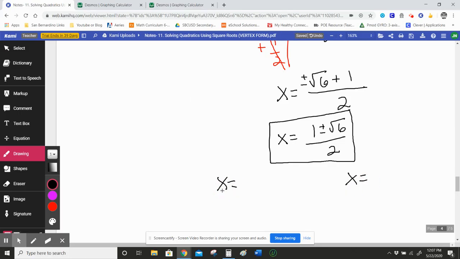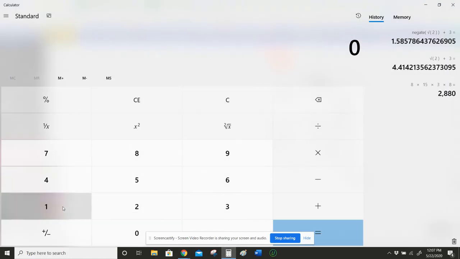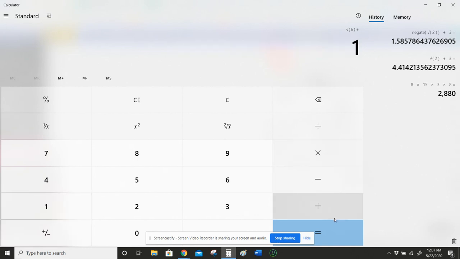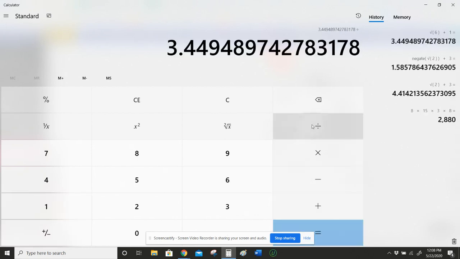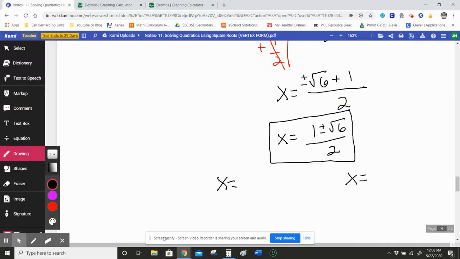So let's do that with the graphing calculator. Let's do the first one. Let's do the square root of 6. So 6, take the square root of that. Okay, that's that. Plus 1. And then I'm going to divide that by 2. So I get 1.72 as my first answer. So one of my answers is 1.72. That was when I added it.